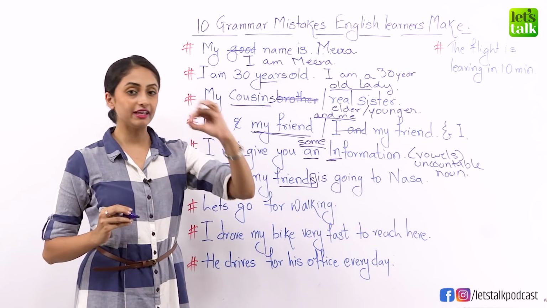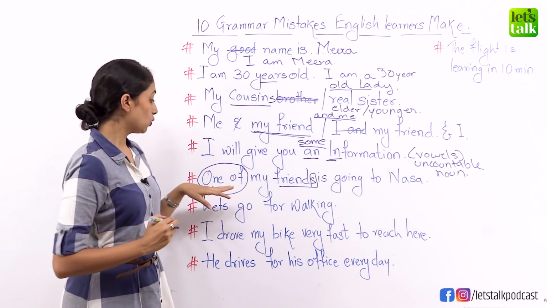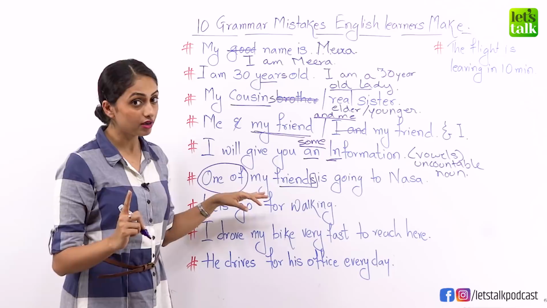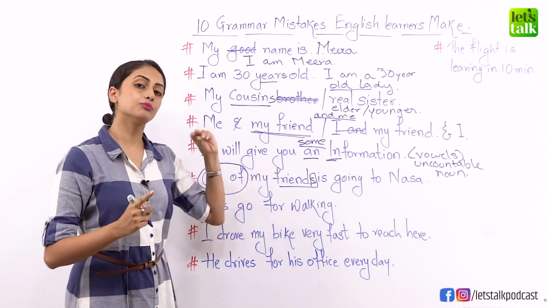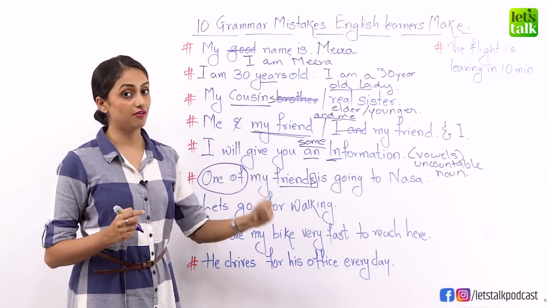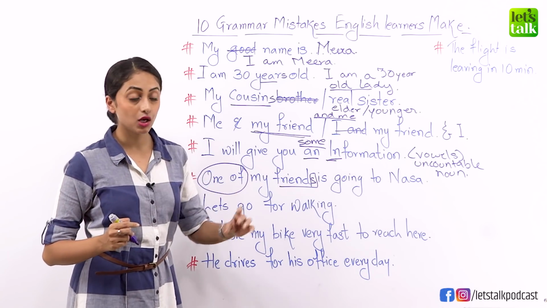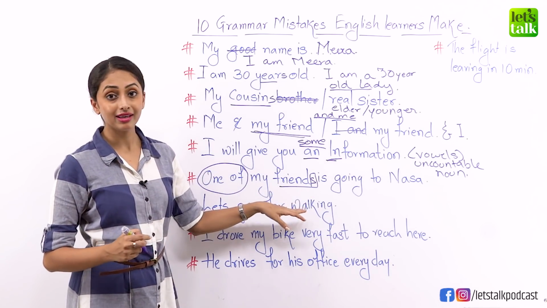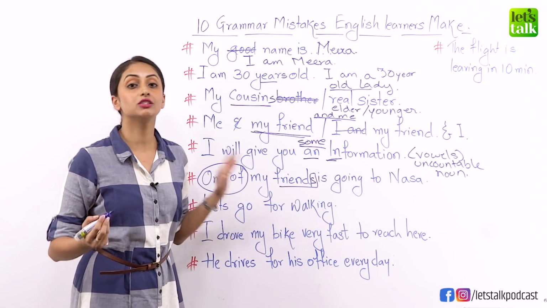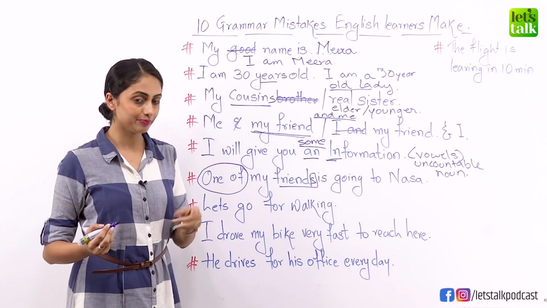Remember this. Fix it. It's going to help you. Whenever you're using one of, always know that there is plural coming immediately after that. One of my pets, one of my friends, one of my brothers, always plural. Will you remember that? Perfect.